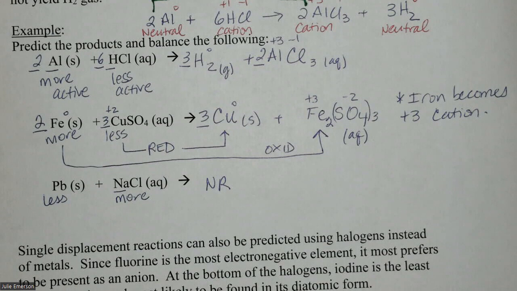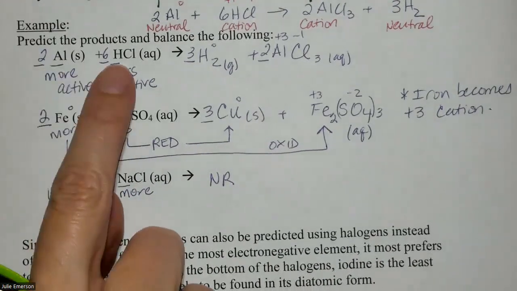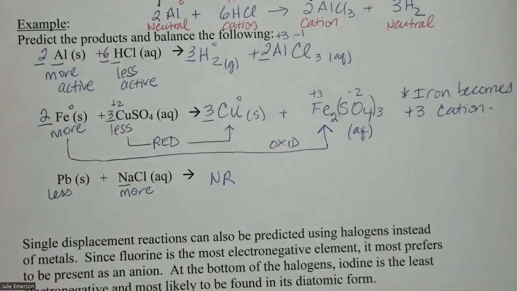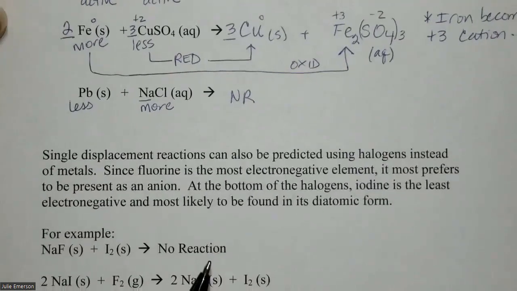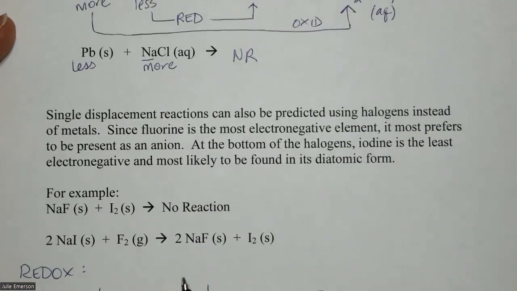So in all 3 of these examples, we were comparing 2 metals, or a metal and hydrogen. And hydrogen, again, is on the activity series. So hydrogen is just an interesting nonmetal because unlike the rest of them, it does have positive cations, right? Whereas oxygen, nitrogen, phosphorus, they're always negative. So that's why hydrogen's special.